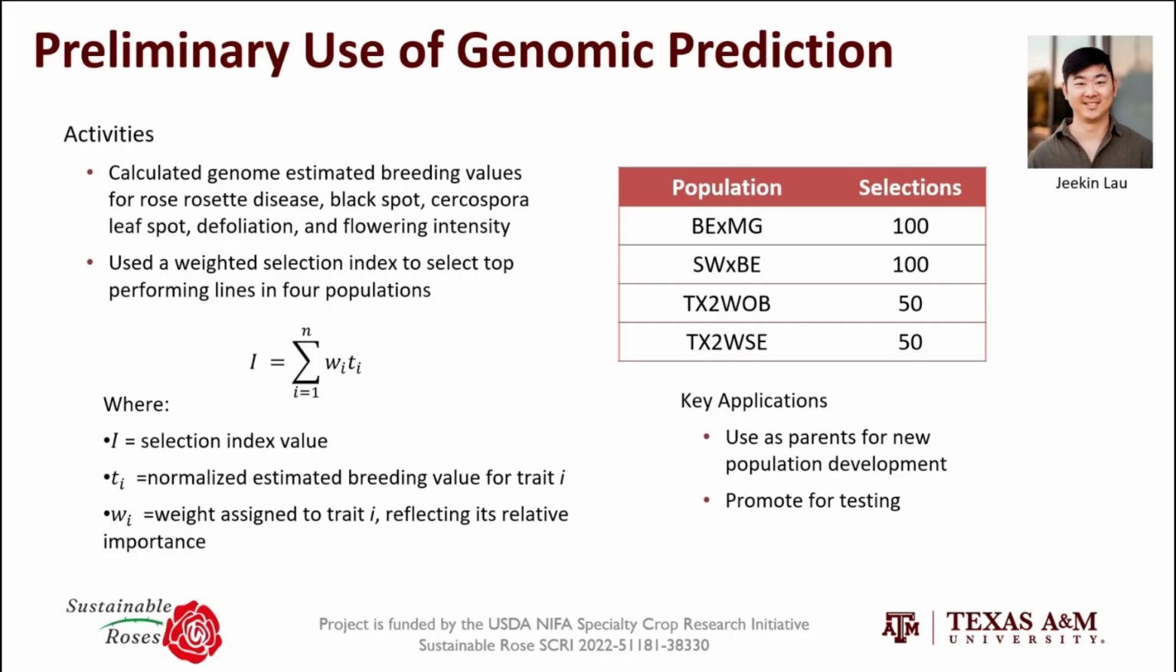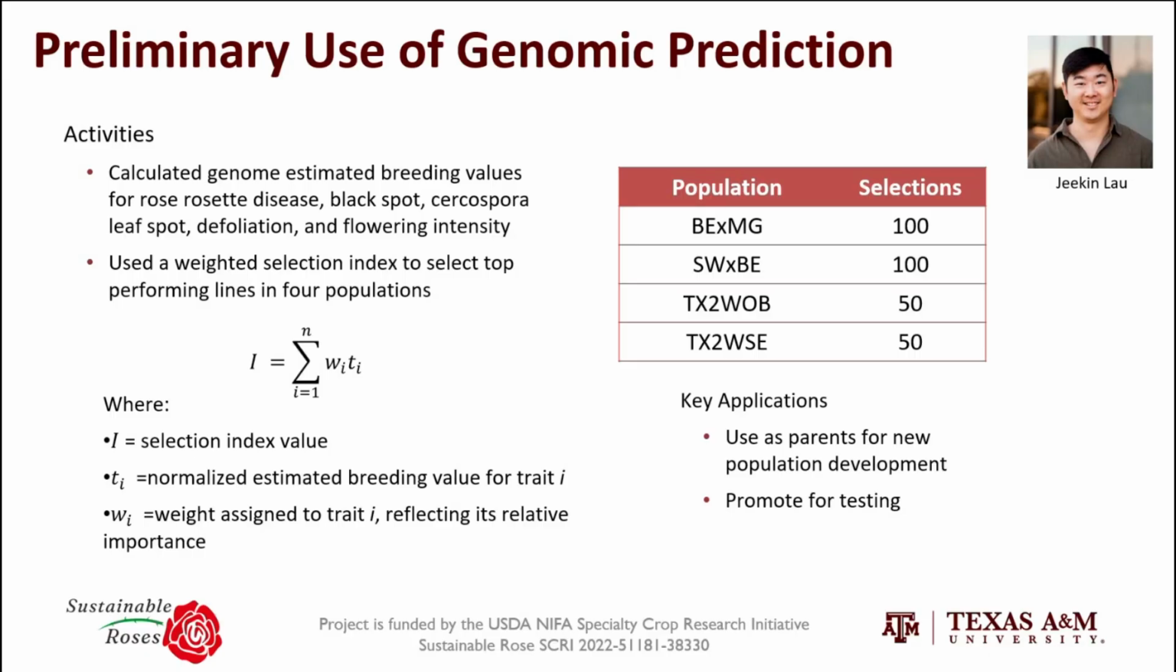For each of those traits, we calculated a breeding value for every plant. Then we normalized those and added weights based on relative importance. Then we sum across that collection of breeding values to get an index number, that is this I in the formula.